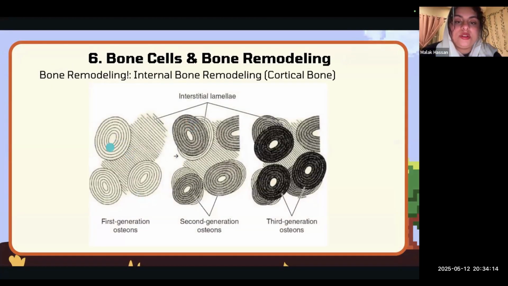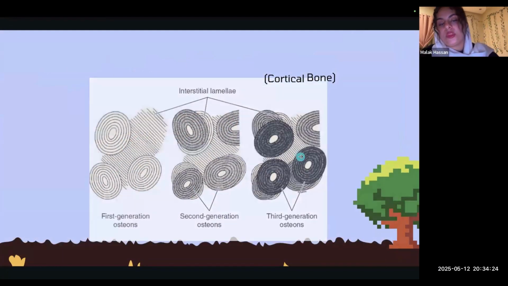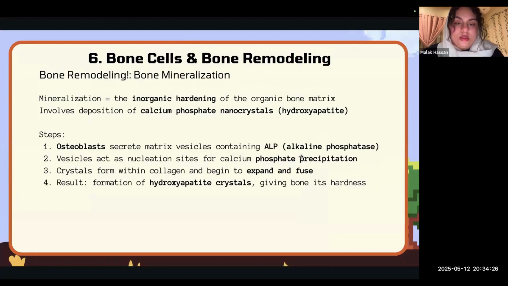And then here, this is just what it looks like when you have osteons, and then this bone has microfractures, so you have another osteon built on top of it, and then another osteon, etc.